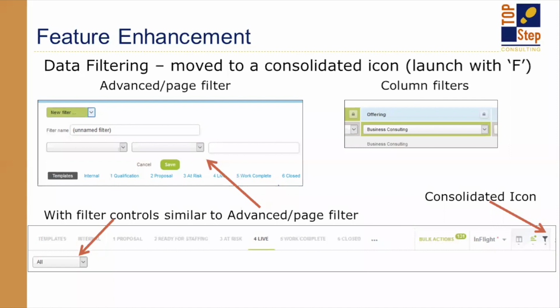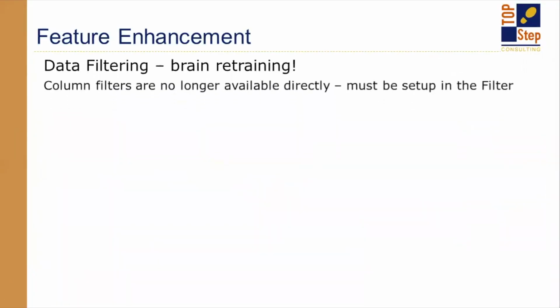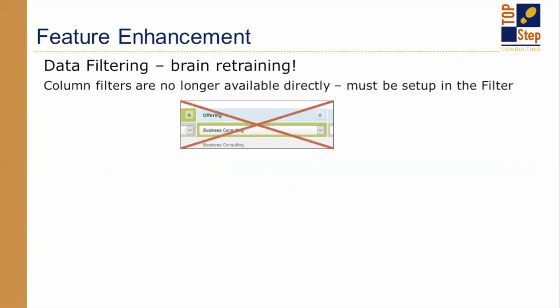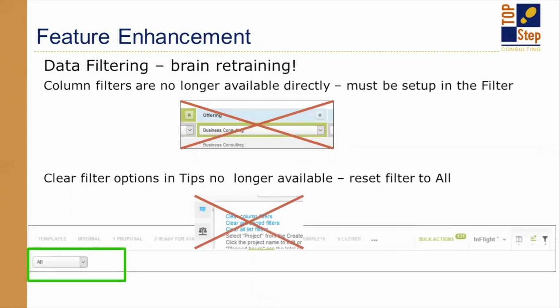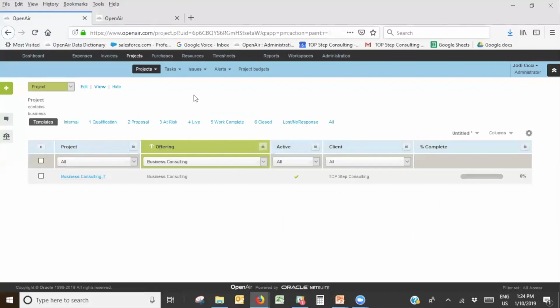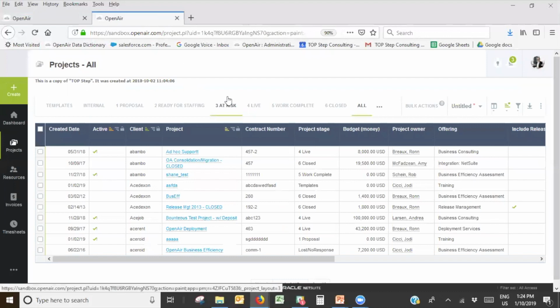So when you turn on UI4, you will not lose anything that you've set up as far as your filters. However, you will lose your column filters because column filters are now something that you have to do in the consolidated filter icon, okay, which is a big change for me. And where there used to be a little clear tips thing, clear column filters, clear all list filters, that's gone now because all you have to do is reset the consolidated filter to all and it clears it out. So that's a little tricky in the new world, and that's part of the brain retraining that I keep having to do because that's not native for me.